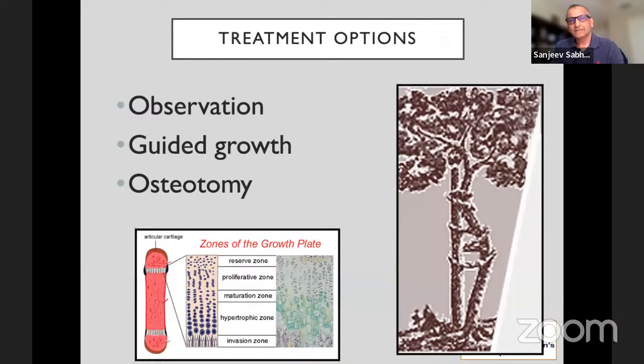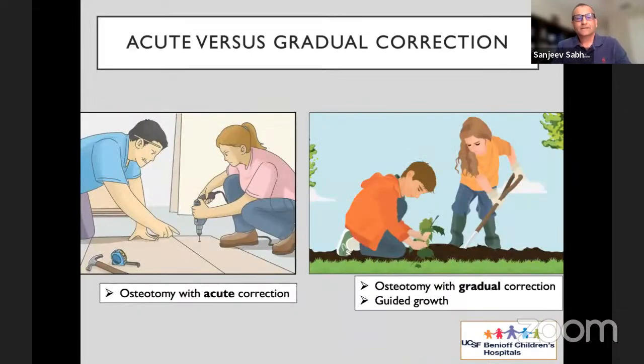In general, when you talk of treatment options in children with lower limb differences, there are really three options. You can observe it, see if it gets better or not. You can use guided growth in many different ways, or you could cut the bone and straighten it either acutely or gradually. It's just that simple. You can also think of it as carpentry versus gardening. As a concept, carpentry is where you cut the bone and straighten it while the patient is still under anesthesia, and when they wake up, the bone is straight. It has its pluses and its minuses. Or you could do it gradually.